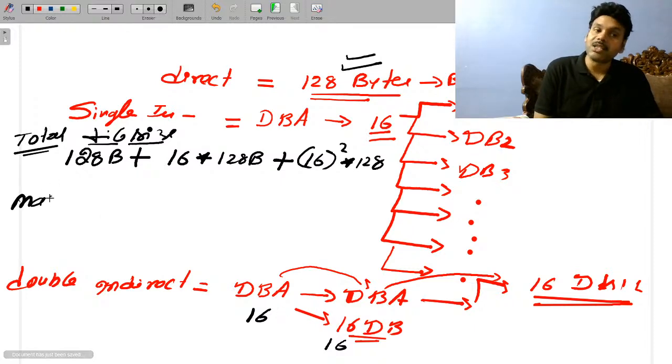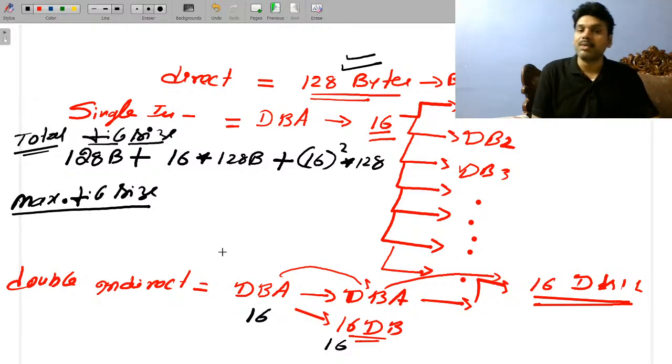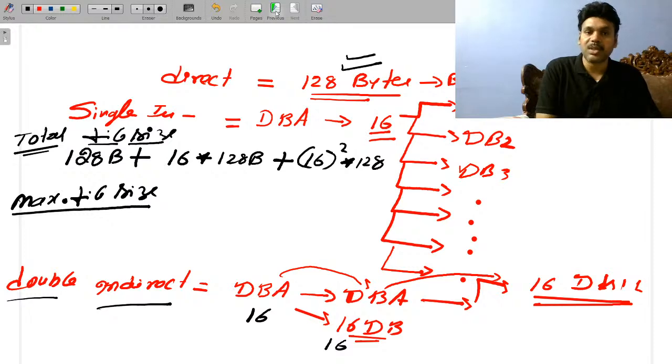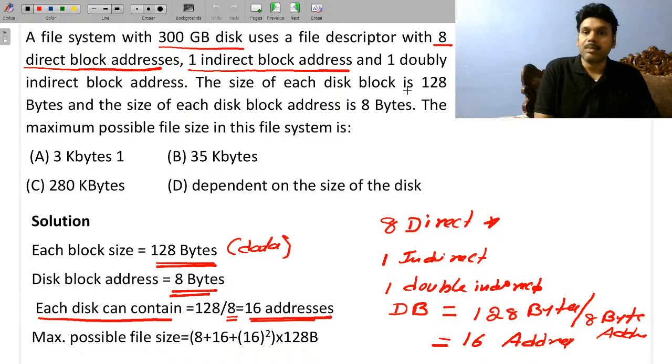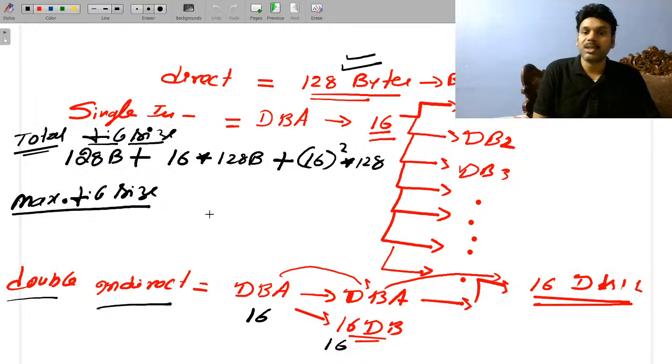What is the maximum file size? The maximum file size is nothing but the highest level only. What is your highest level? Double indirect is the highest level as per the previous question. Double indirect, one double indirect pointer. Therefore, your maximum is this only. What is that? 16, and the maximum pointer is 2, into your disk block size, which is 128 bytes.